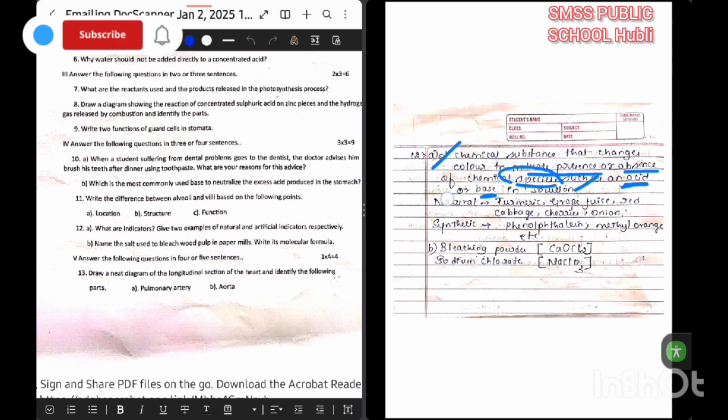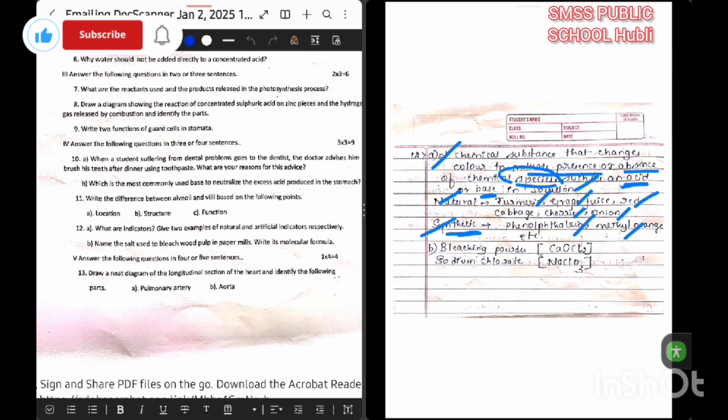And there are natural as well as synthetic indicators. Natural ones are turmeric, grape juice, red cabbage, cherries and onion. Synthetic or artificial indicators include phenolphthalein, methyl orange, etc.